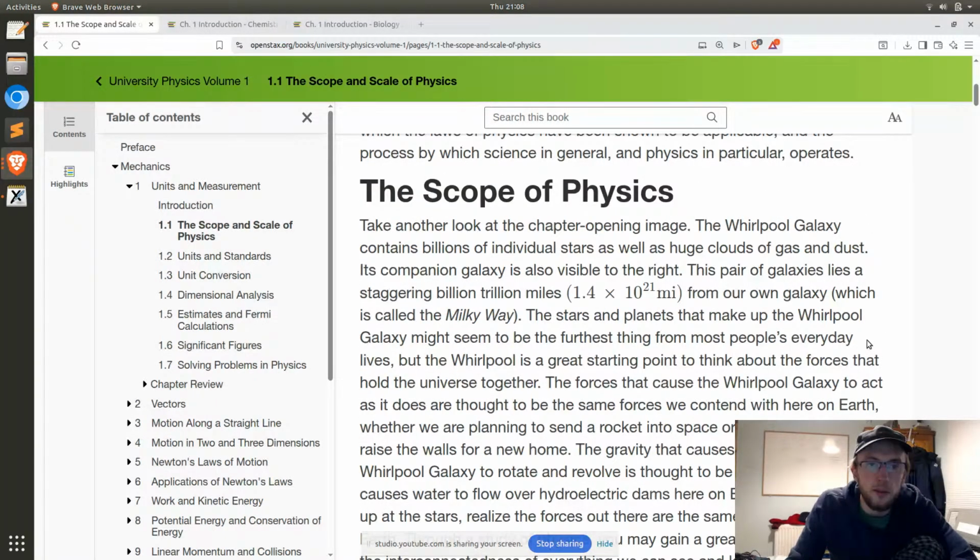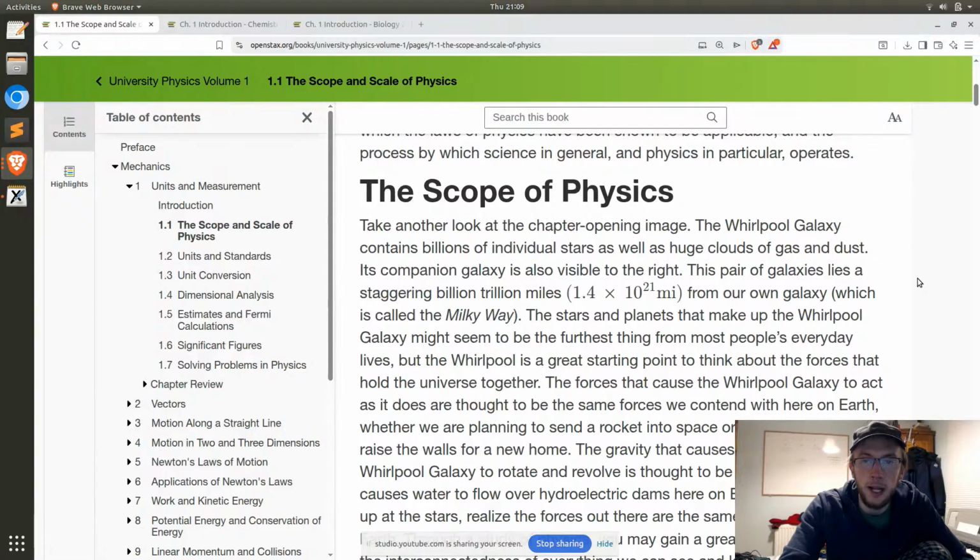The scope of physics. Take another look at the chapter opening image, as we just saw it. The whirlpool galaxy contains billions of individual stars, as well as huge clouds of gas and dust. Its companion galaxy is also visible to the right. The pair of galaxies lies a staggering billion trillion miles. Notice how they use MI, and billion trillion is indeed 10 to the 21. Billion is 10 to the 9. Trillion is 10 to the 12. We add the 9 and 12 and we get 21. They're both a billion trillion miles from our own galaxy, which is called the Milky Way.